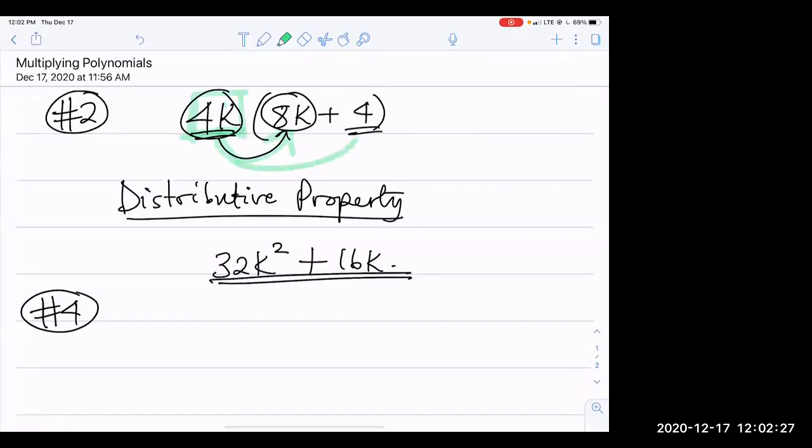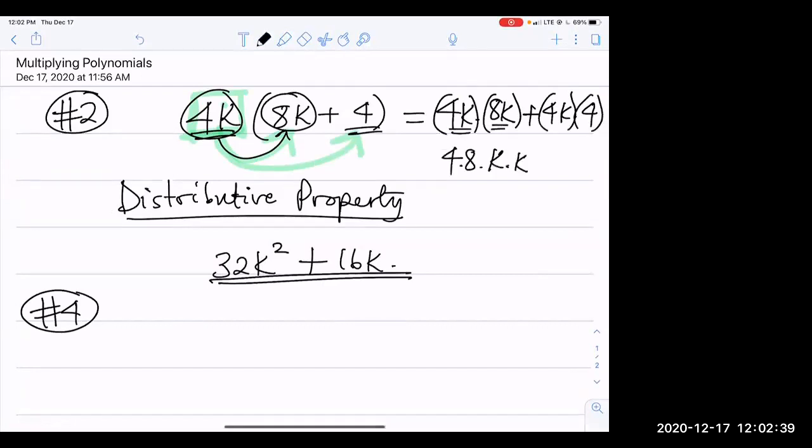So the main thing to remember is with the distributive property, multiply the first term times this, and then this times this. So then you're just asking yourself, what is 4 times 8, right? And then you put the letters side by side. And what is 4 times 4, which is 16. So that's how we get the answer over here, 32k squared plus 16k.